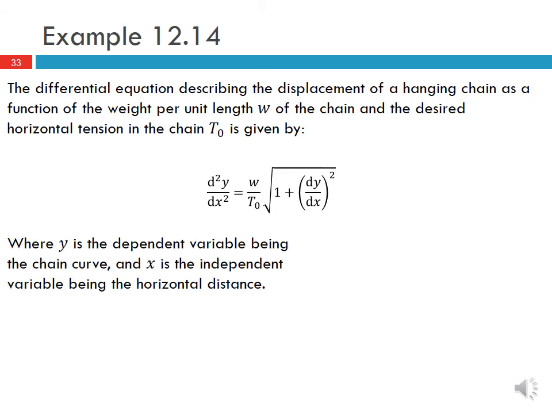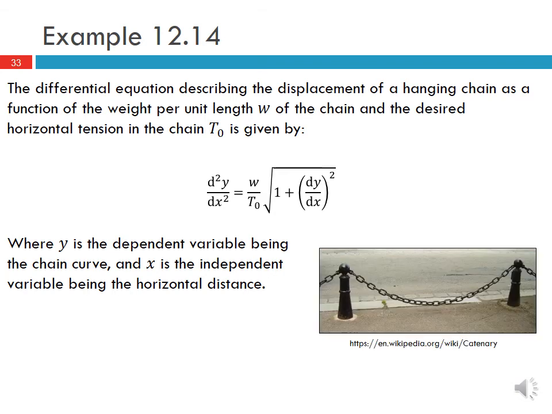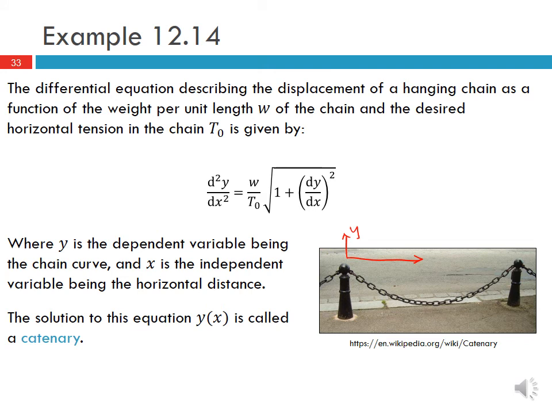y is the dependent variable, which is the chain curve, and x is the independent variable, which is the horizontal distance along the chain. So we're modeling something that looks like this, where our x goes along here, and y is this vertical height of the chain. The solution to this equation is called the catenary, and you can take a look at some articles to understand a little bit more about this equation.